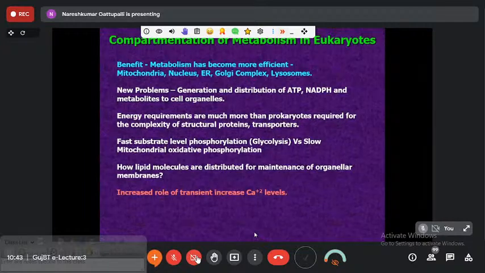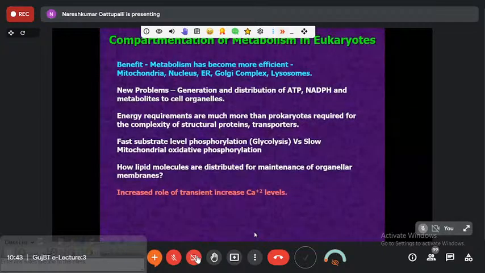But once you segregate this, you are going to generate new problems. What is that? The distribution and coordination of whatever things are there into different cellular compartments. Here, if you are saying that ATP is generated in the mitochondria, NADPH is getting generated in the cytoplasm, how do the ATP and NADPH go into different cellular compartments? Everywhere you require some sort of these metabolites. So distribution in the eukaryotic system becomes very important.